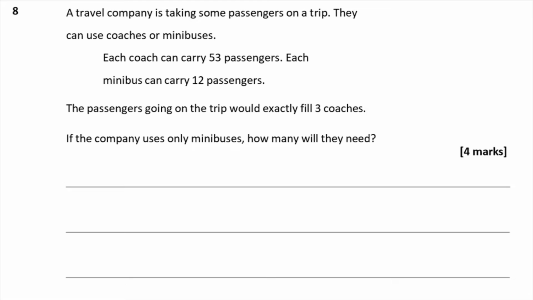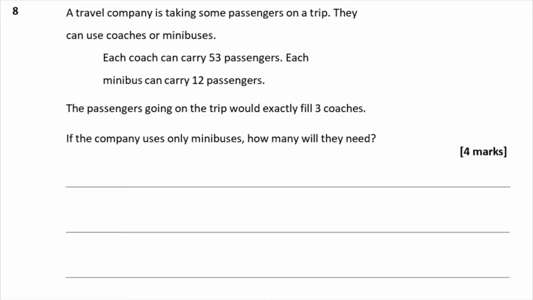Question A, a travel company is taking some passengers on a trip. They can use coaches or minibuses. Each coach can carry 53 passengers. Each minibus can carry 12 passengers. The passengers going on the trip would exactly fill 3 coaches. If the company uses only minibuses, how many will they need?